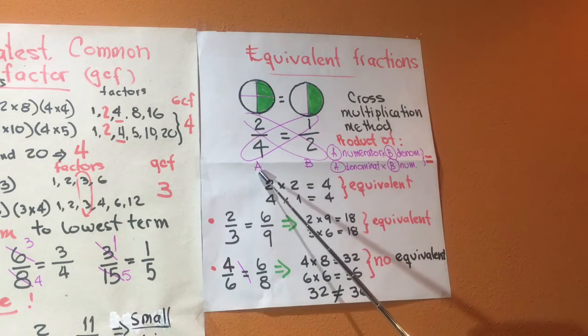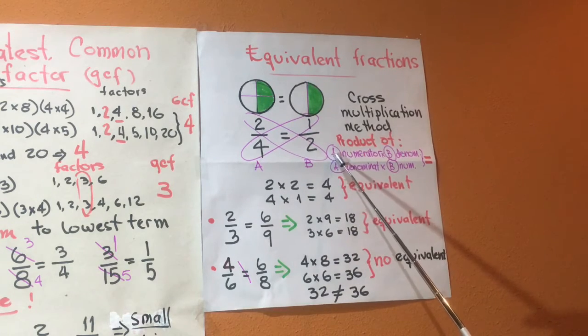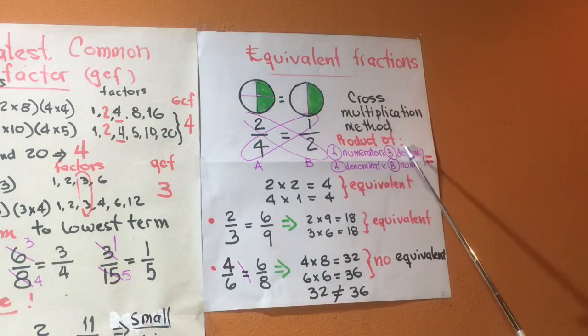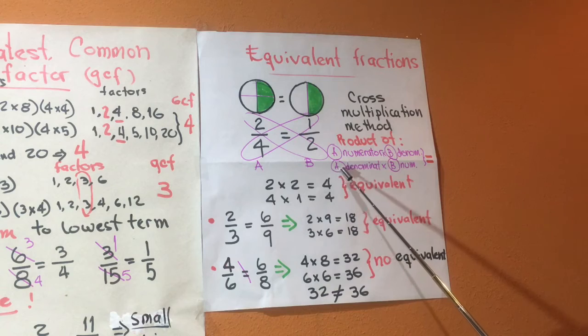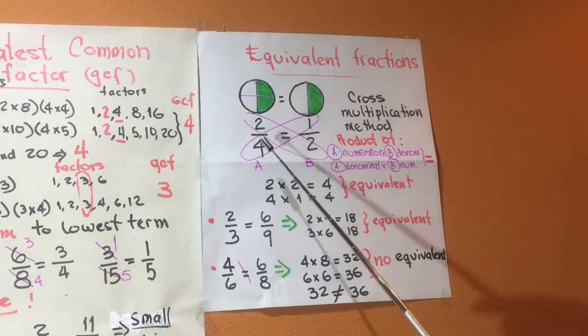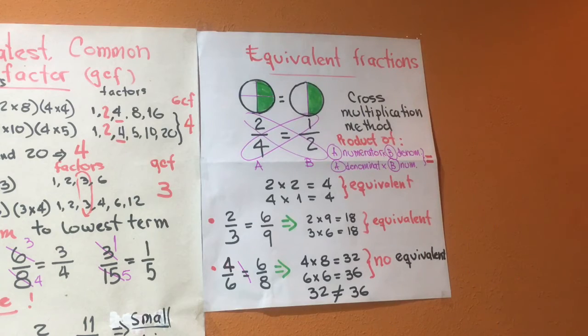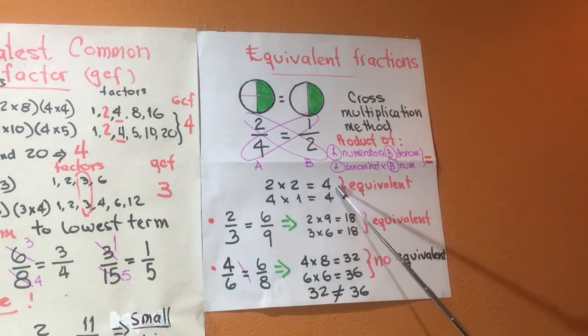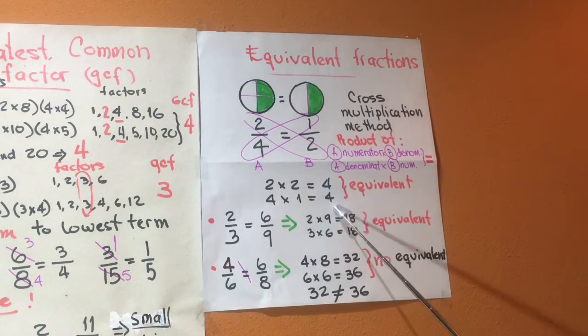If this is the number A and this is number B, the numerator of A times the denominator of B should be equal to the product of the denominator of A times the numerator of B. As we can see here, it's a cross multiplication. 2 times 2 is 4, and 4 times 1 is 4. And as you can see, both products are equal. If they are equal, then they are equivalent.